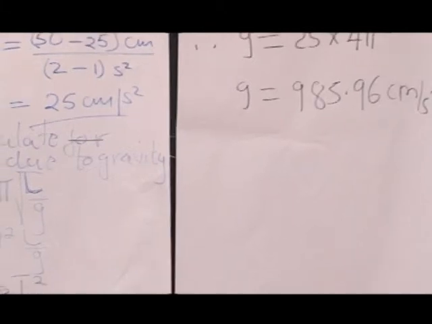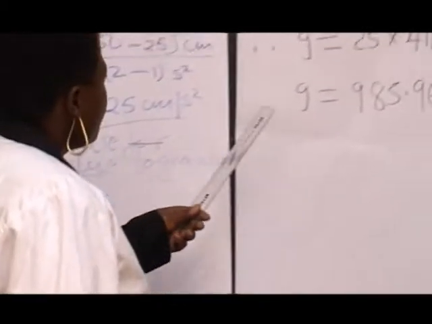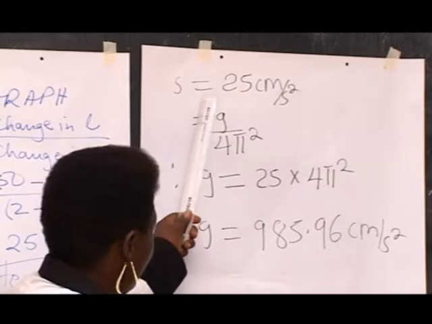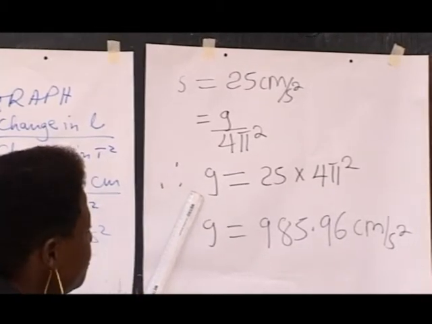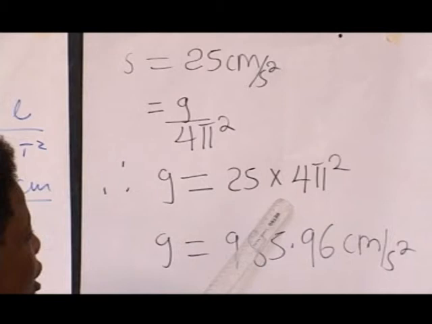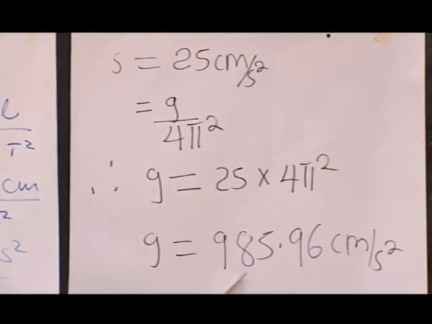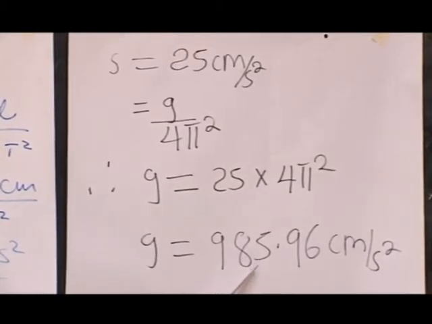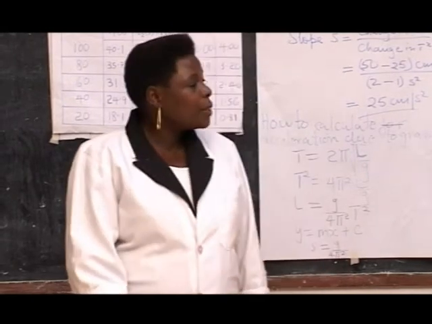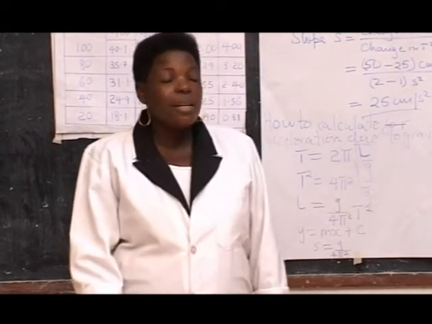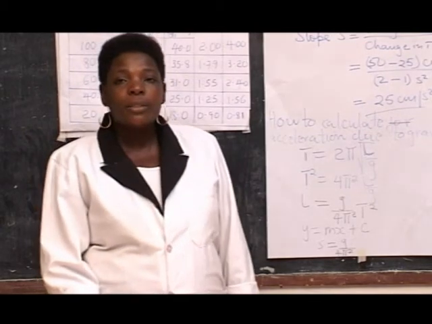Now, the slope will be equal to g over 4 pi squared. You relate the slope with this equation. Now making g the subject, g equals 4 times pi squared times the slope. If you substitute the data obtained, you will get 985.96 centimeters per second squared. From this particular experiment, the acceleration due to gravity is 985.96 centimeters per second squared.